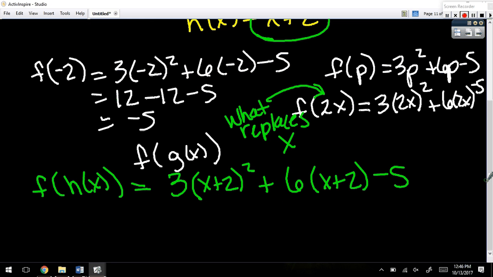Can I distribute that squared? No, you've got to multiply it out. Remember, if there's a plus or minus inside, that tells you how many times to write it. Do it twice. If it's a multiply inside, then you could distribute.